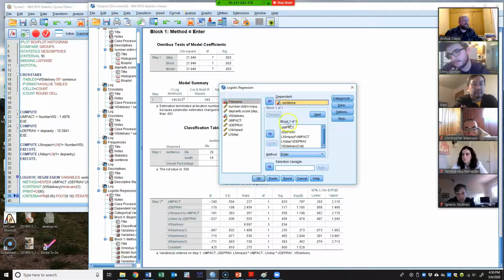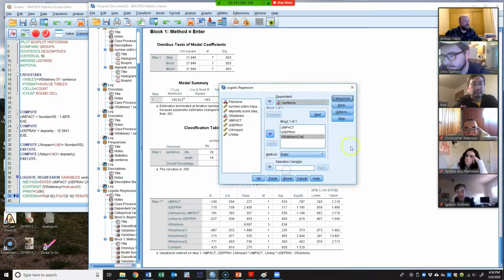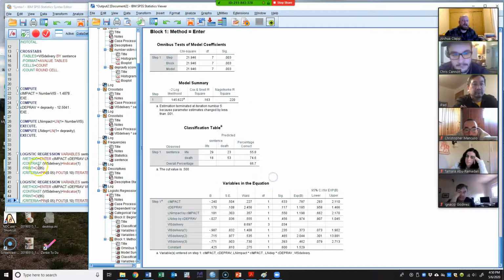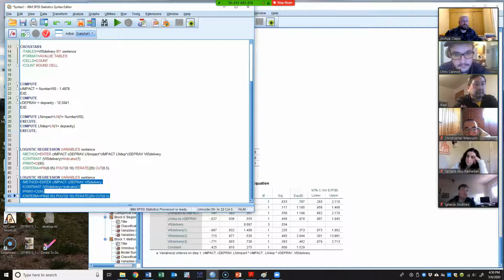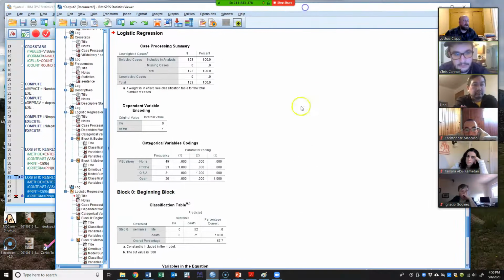Okay. And so sentence, that's still my outcome. And I'm going to keep impact, depravity, get rid of these interactions. I don't need those. Okay. So I've just got my 3 predictors: centered impact, centered depravity, and then my VIS delivery, which is my categorical variable. I'm using the first category as my reference group for that, which is good. And so I'm just going to go ahead and hit paste here. Going to run my model. All right, and go down and take a look.